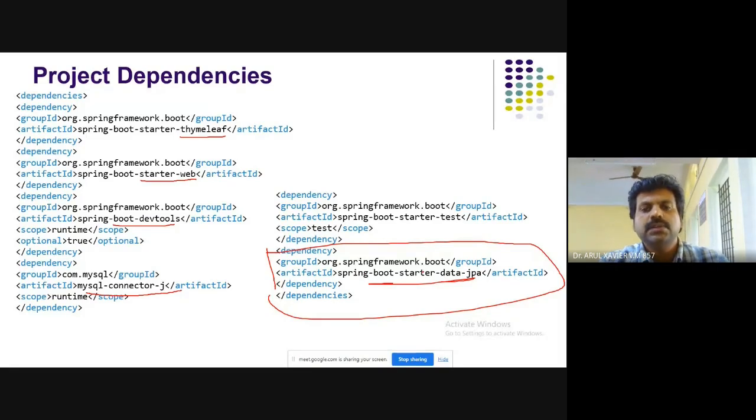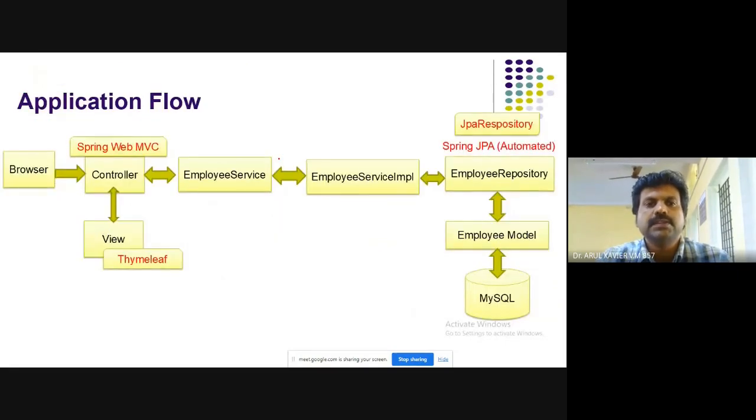So at least you have to remember this dependency name. Spring Boot starter data JPA. So these are the dependencies you have to include in your project. Now the whole application flow is like this. First, we need to create a table here in MySQL. We have to create a table. For example, we can create a table for storing employee data.